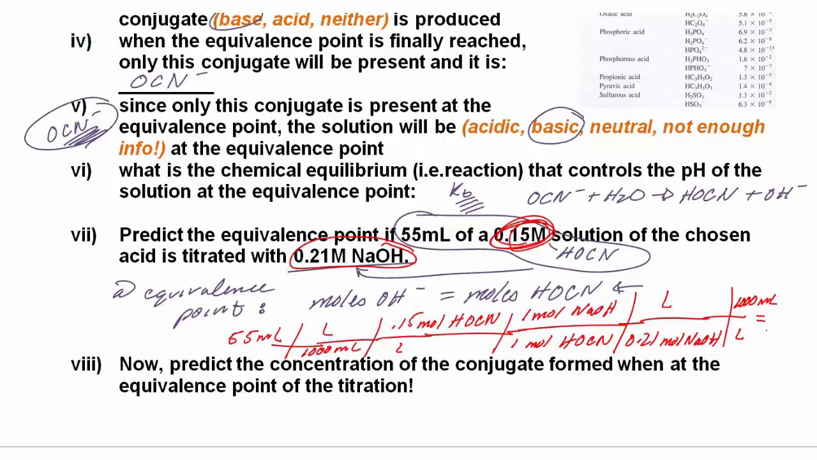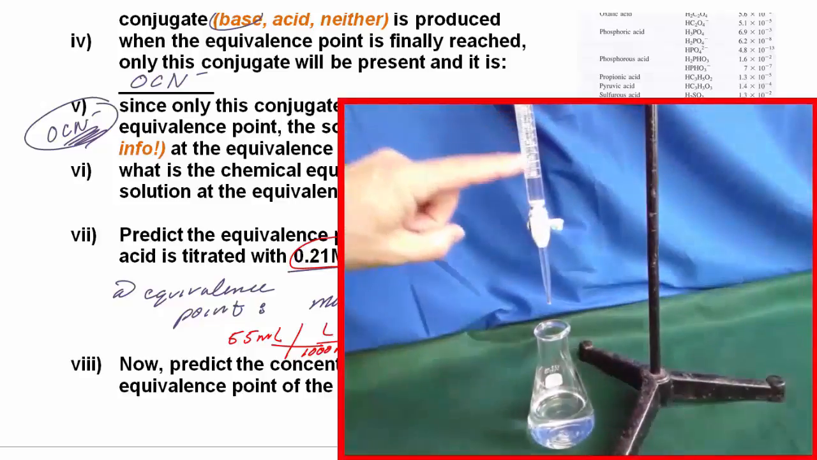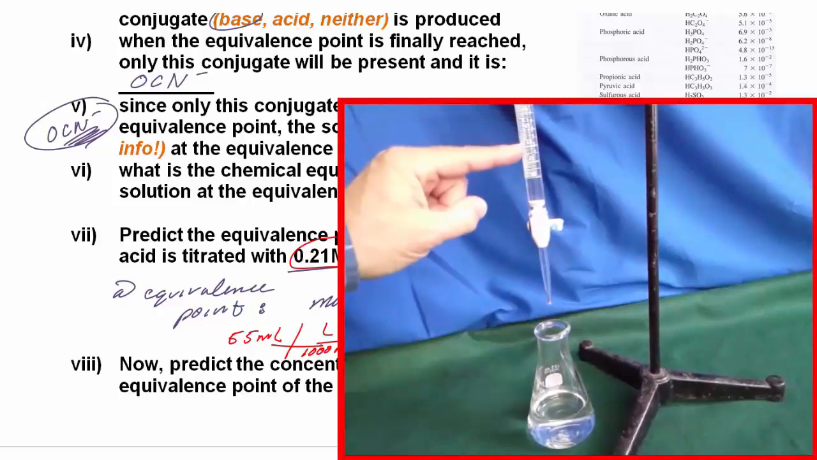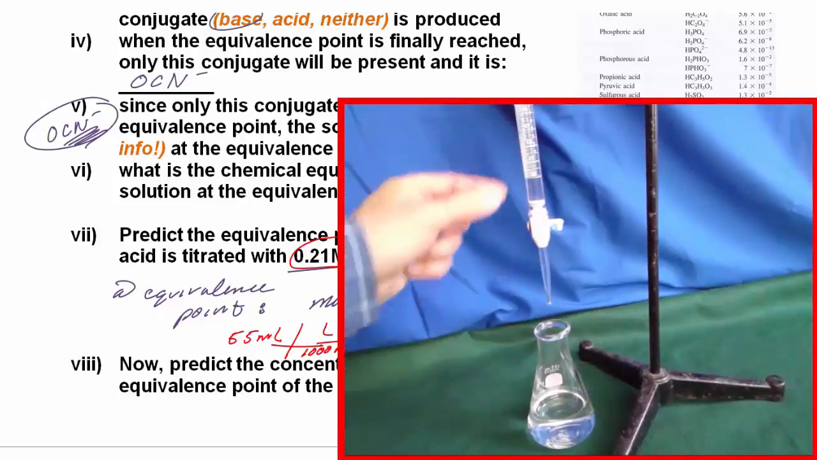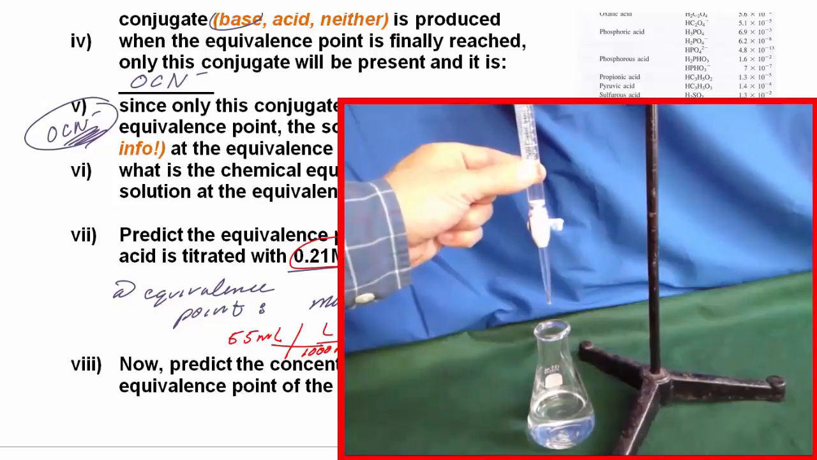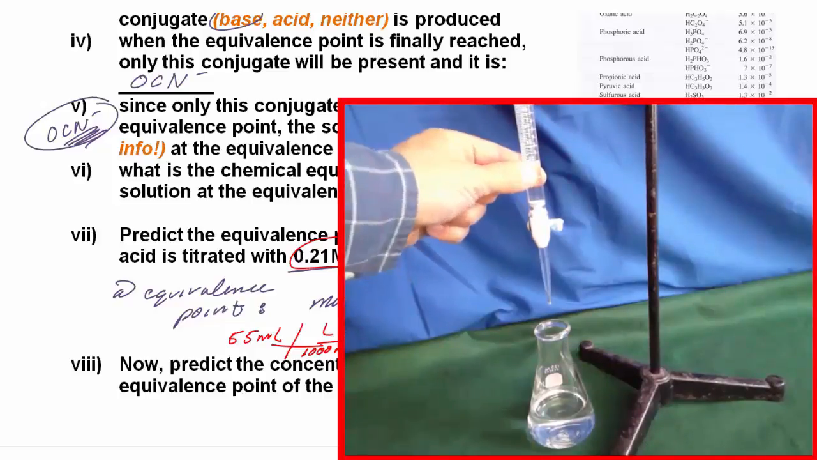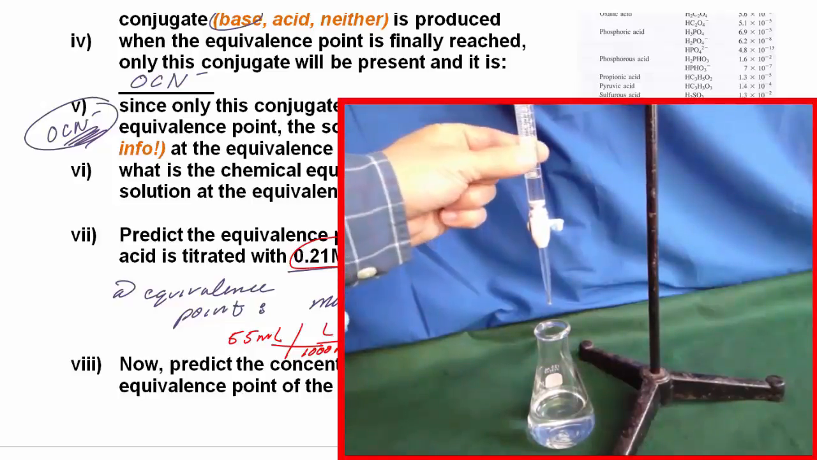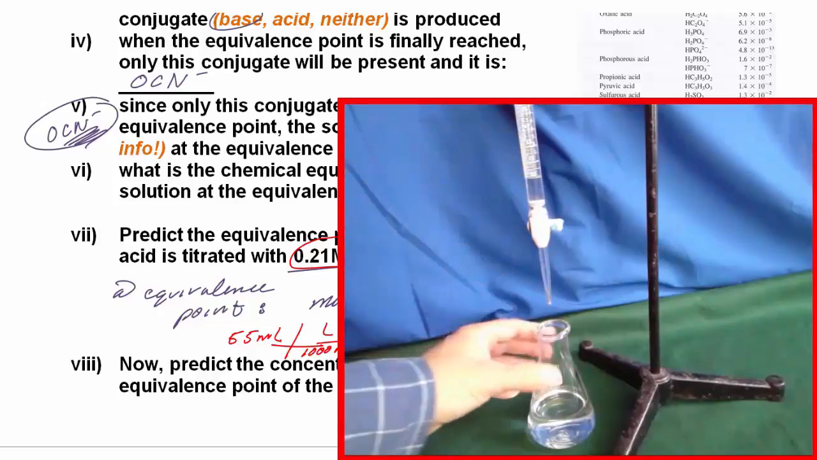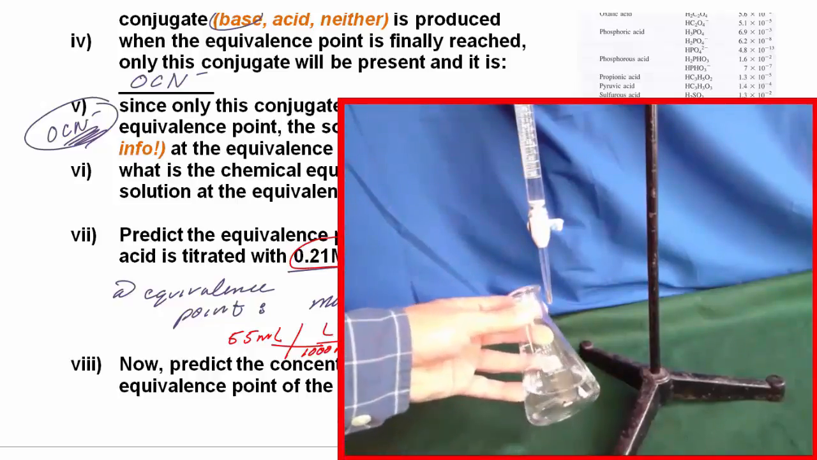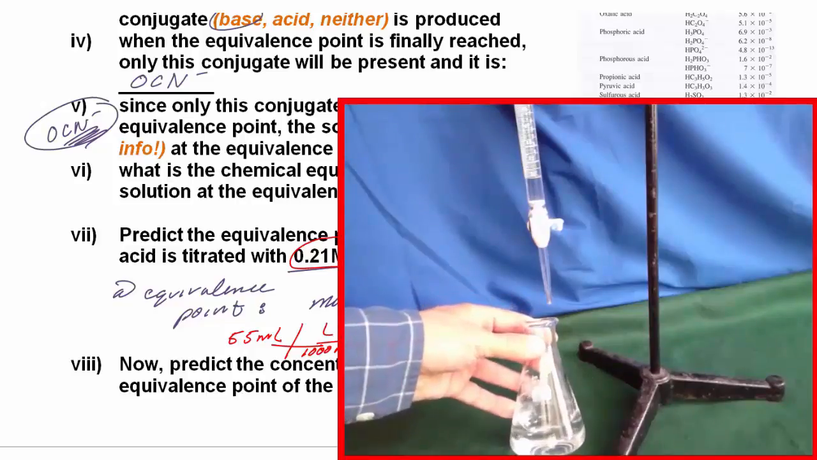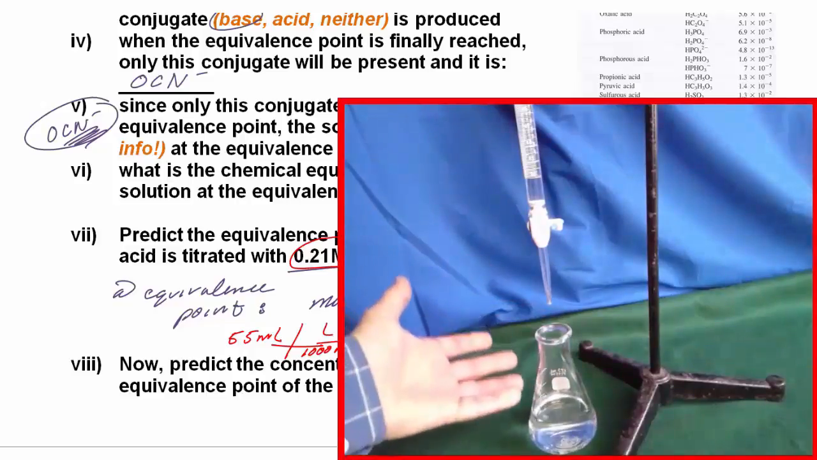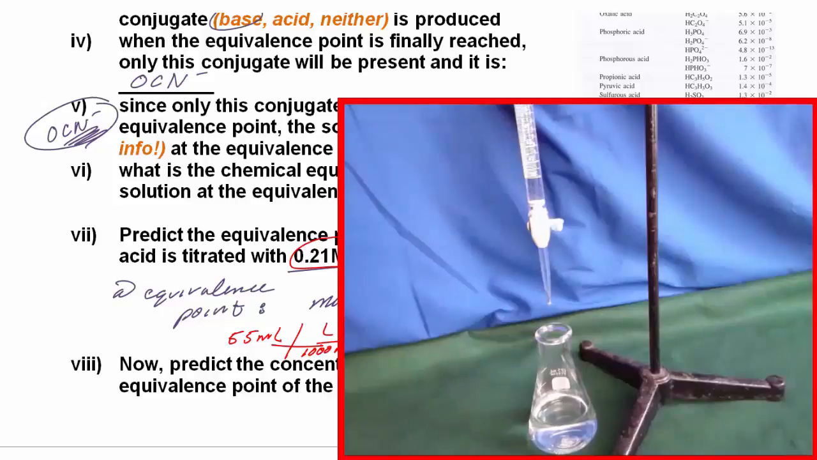39.3 milliliters is our equivalence point. So what does that mean? That means that I add exactly 39.3 mils of this NaOH. Stop when I've added 39.3 mils, and then the equivalence point is reached. All of that cyanic acid would be reacted. All that's left is the conjugate base.